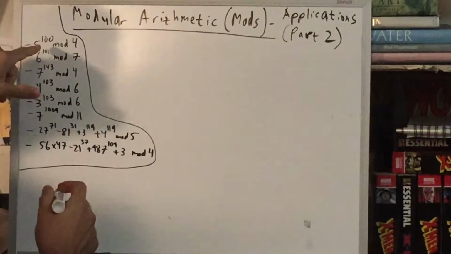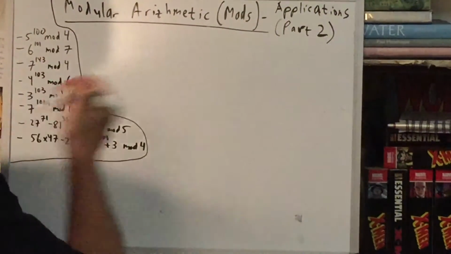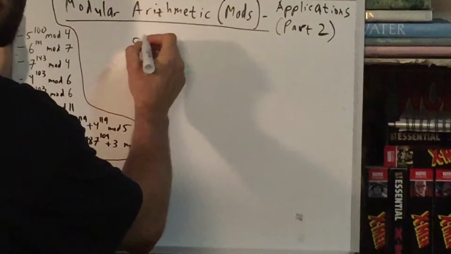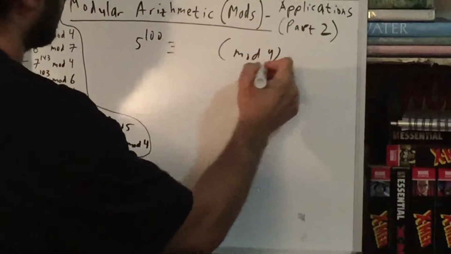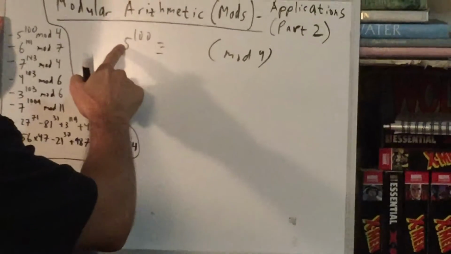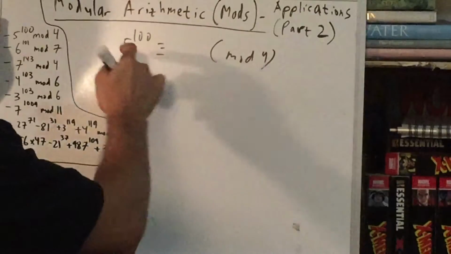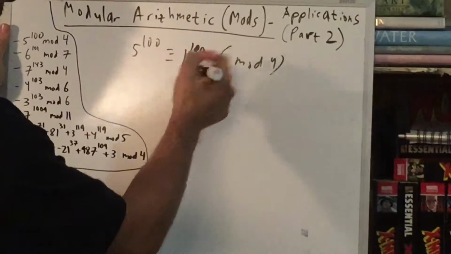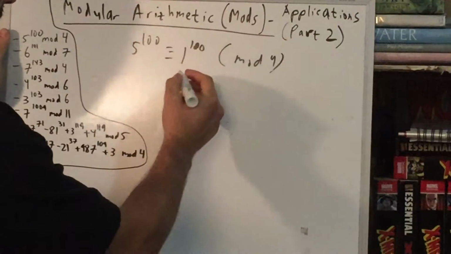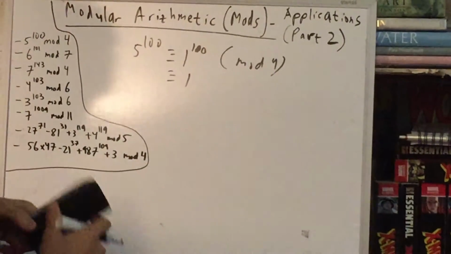So how would we find 5 to the 100th power mod 4? What's the remainder there? Well, first you would say 5 is congruent to 1 mod 4 because 5 divided by 4 leaves a remainder of 1. So really all this is the same as 1 to the 100th power, and 1 to any power is 1. So the answer to the first one is 1. Alright, let's go to the next one.